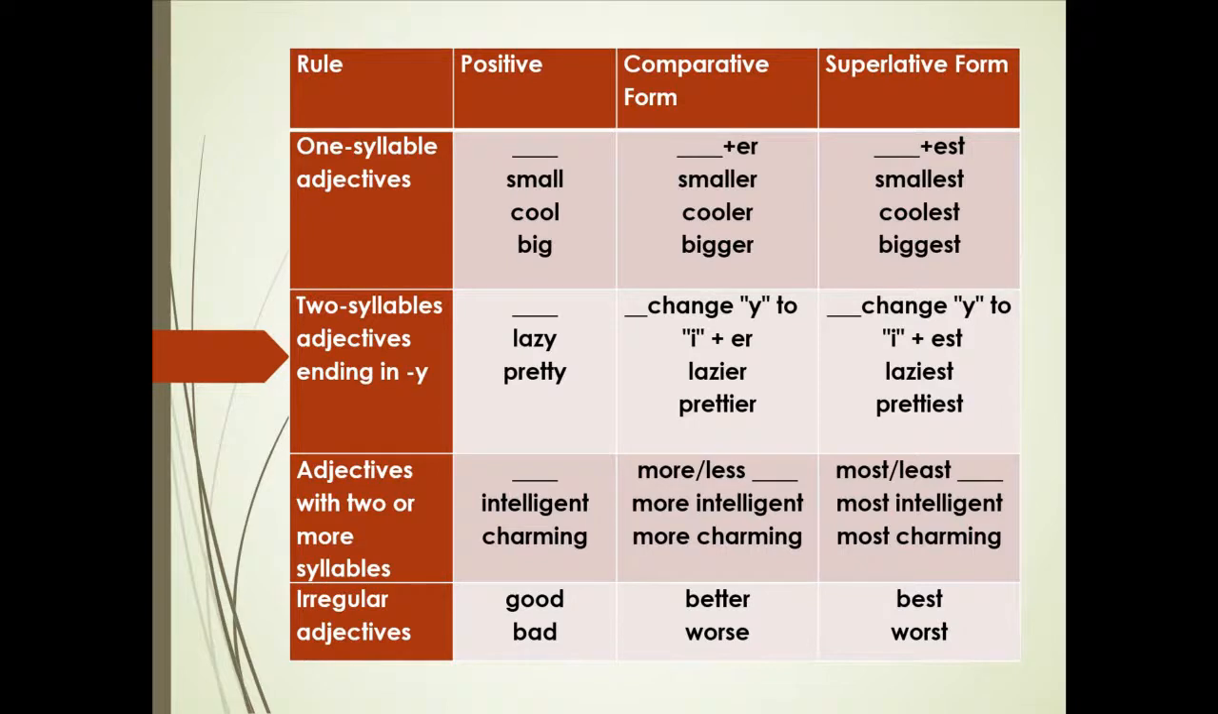And at the end, for irregular adjectives, like good and bad, there's no actual rule for this. You have to memorize these, alright? Like good becomes better, and in superlative, best. Bad, worse, and worst. Right? So this way, it's going to be a helpful chart for you to remember these rules.